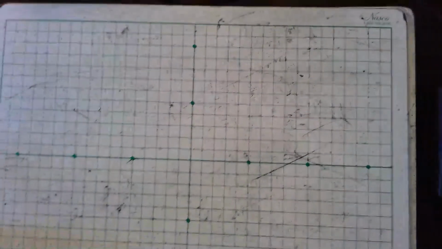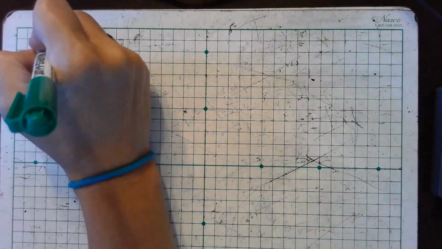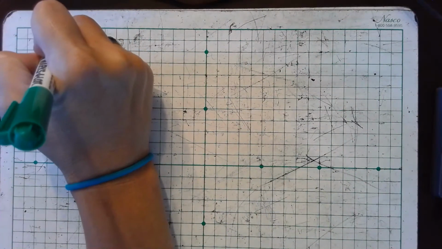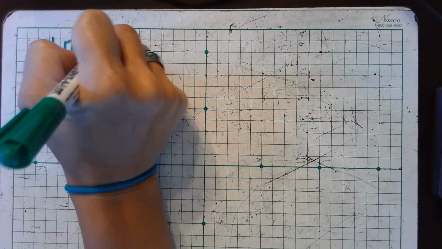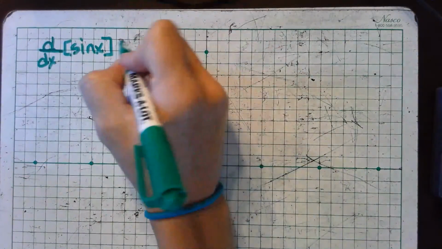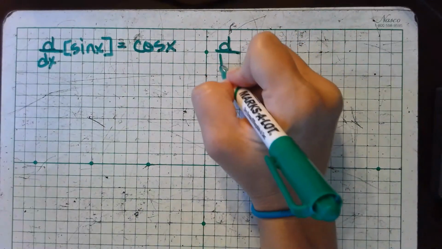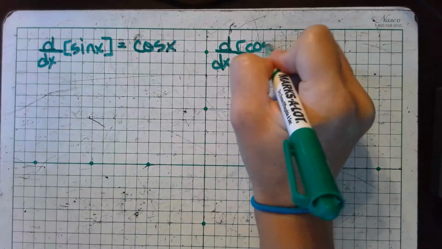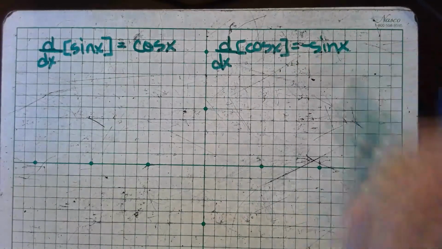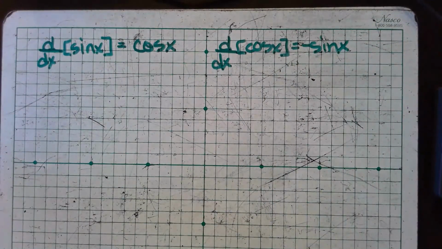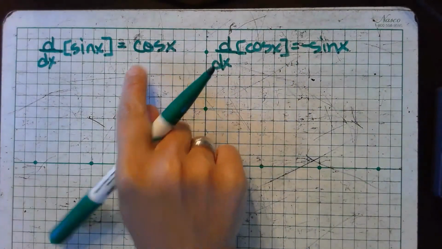Now the next one are 2 trig things that you need to have memorized. Okay, sine and cosine. The derivative of sine x is cosine x. And the derivative of cosine x is negative sine x. Memorize those. Okay, notice that this one is negative where that one is not.